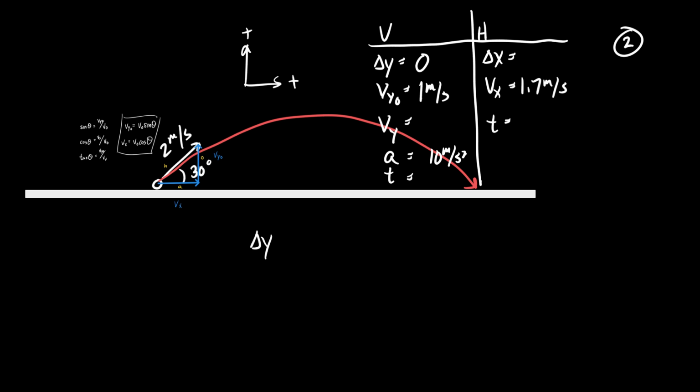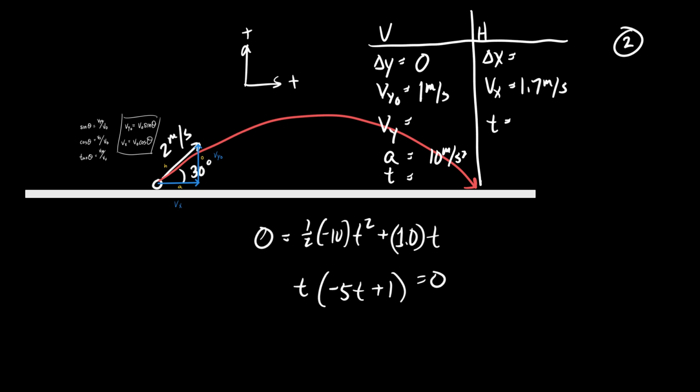So delta y equals 1/2 a t squared plus Vy times t. Since delta y is 0, I can solve this through factoring. I can have t and negative 5t plus 1 equals 0. So t equals 0, or t equals 0.2 seconds. Any question where I got any of those?